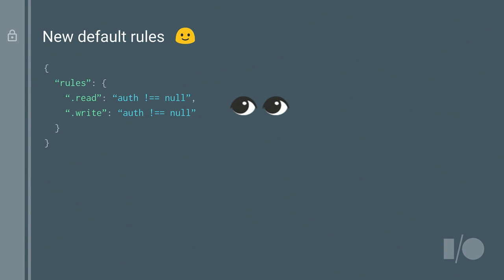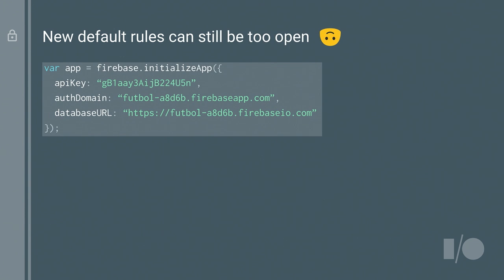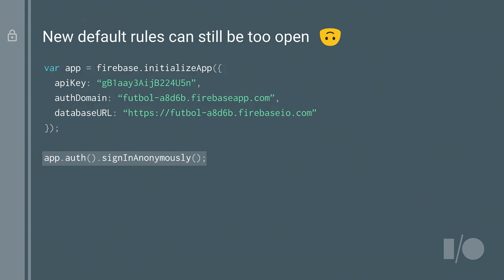And now a guy who can see these rules says, hey, I can work with this because they're still a bit too open. Let's look at some code again. We'll initialize the app in the same exact way. And now we'll just call auth.signInAnonymously.